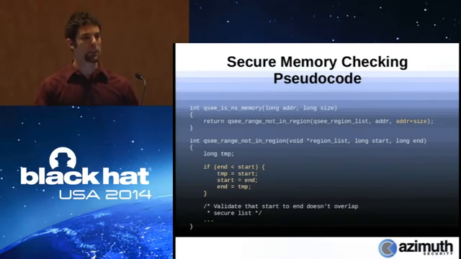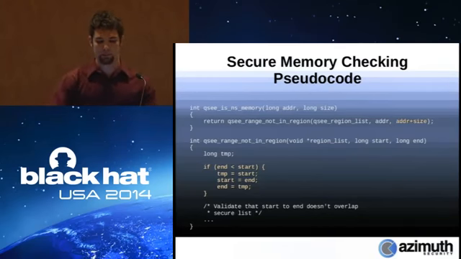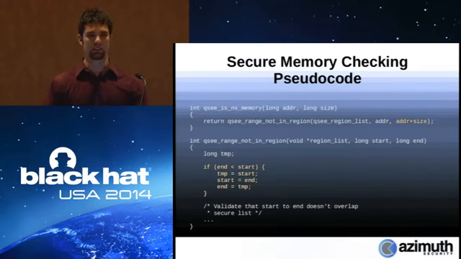Now, this is pseudocode that I put together that roughly approximates what goes on when QSEE performs these checks. You have this top-level function, QSEE is non-secure memory, that takes arguments of an address, meaning the start of the region that's going to be checked, and a size field, indicating how big the region is that they want to check. Next, they call down to a secondary function that I called QSEE range not in region, where they provide the address of this linked list of protected regions that resides in secure memory, and then they provide the address again, and then they attempt to calculate the end of the region that they want to check by adding the address plus the size of the region.